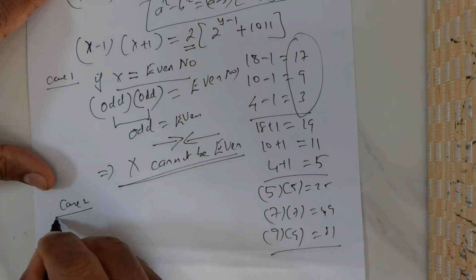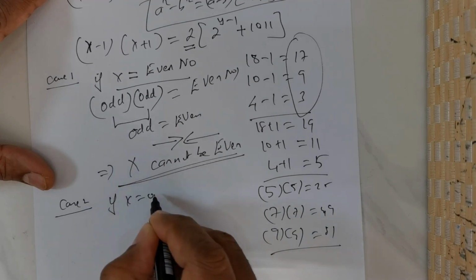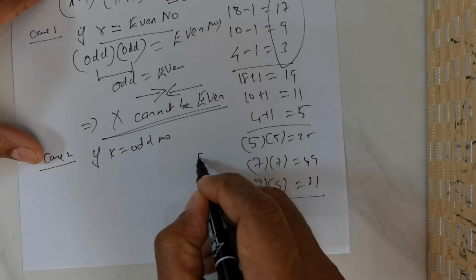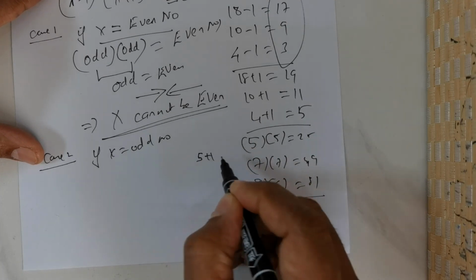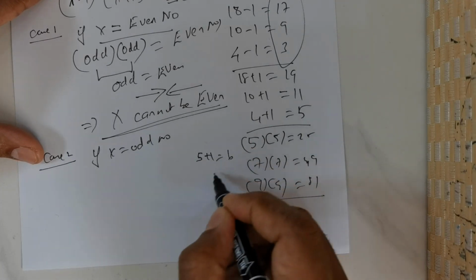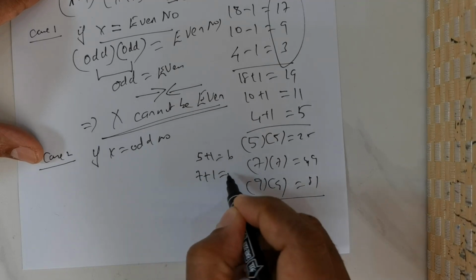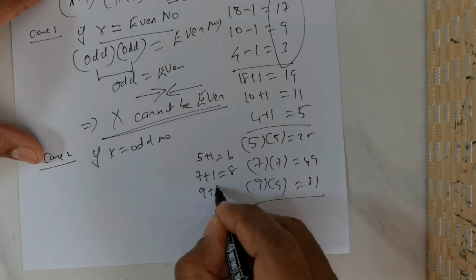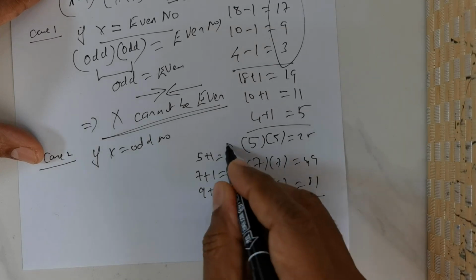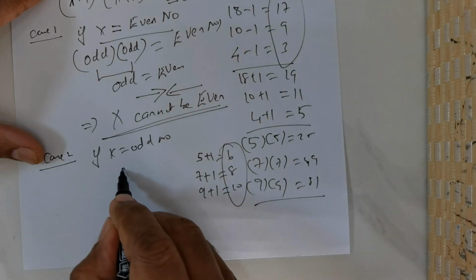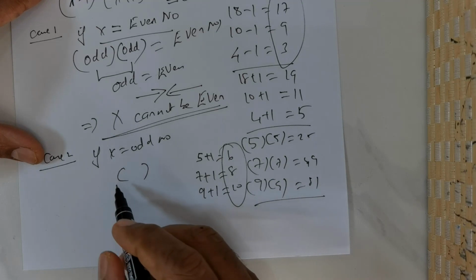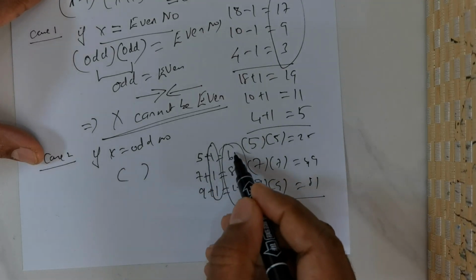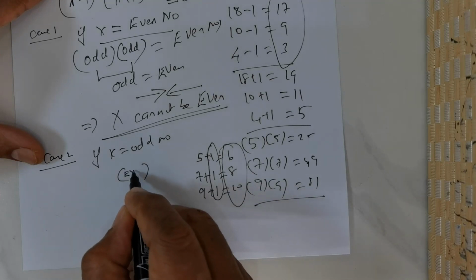Now coming to case 2, if x is odd, what happens? Say I take 5, an odd number, and add 1 to it. I get 6, an even number. Take 7 and add 1, I get 8. Take 9, an odd number, add 1 to it, I get 10, an even number. So whenever an odd number is subjected to an addition of 1, it produces an even number. So the first part is even.